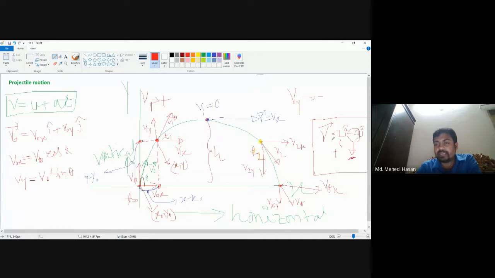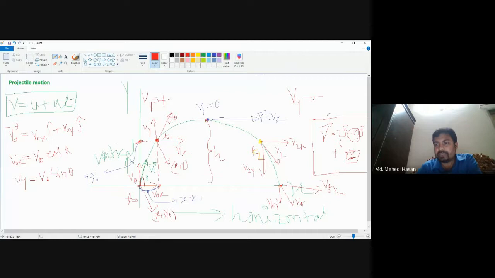Then we can say from this figure that before the highest point, the y component of the velocity is always positive. After the highest point, the y component of the velocity is negative, and at the highest point, the y component is zero. So here the y component of the velocity is negative, so this projectile must have crossed the highest point according to the given equation.